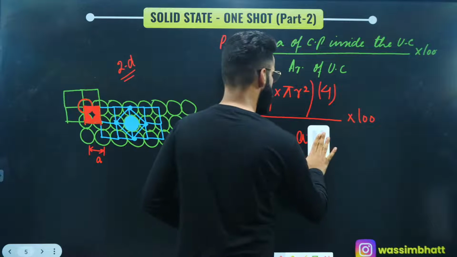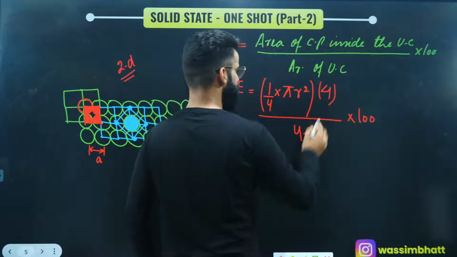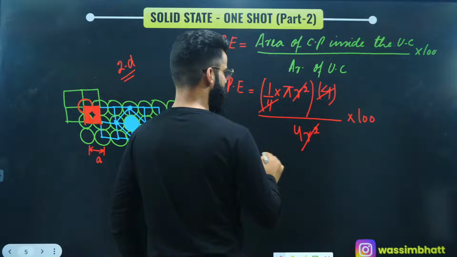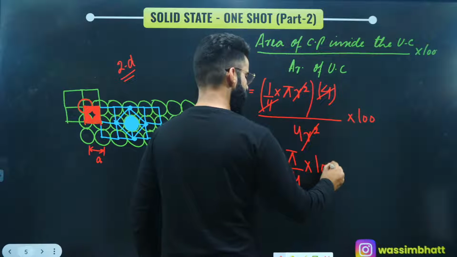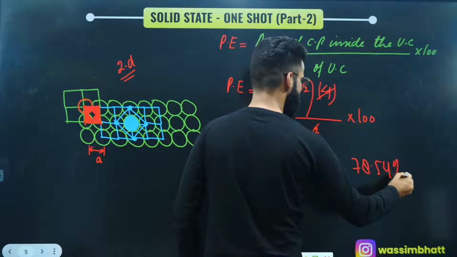So instead of a square, I'll be writing 2r square, which is going to be equal to 4r square. This 4 and this 4 get cancelled, r square gets cancelled. So finally you get the value as pi divided by 4 multiplied by 100. And when you solve it, the value comes out to be 78.54%. What is meant by this term?